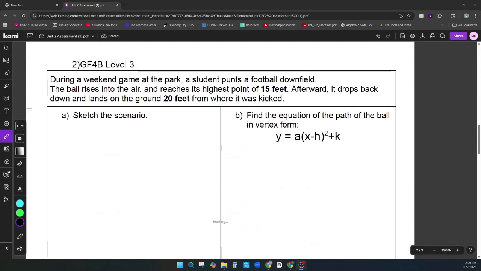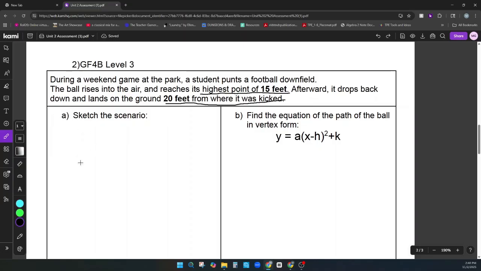Moving on to number 2. Number 2 reads, during a weekend game at the park, a student punts a football downfield. The ball rises into the air and reaches its highest point of 15 feet. As I'm reading, I'm highlighting important information that I'm going to use to answer my question. After it drops back down, it lands on the ground 20 feet from where it was kicked. So it lands 20 feet from where it was kicked. Once again, I have 2 parts.